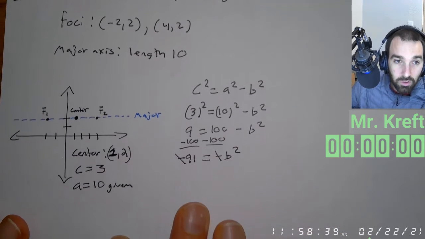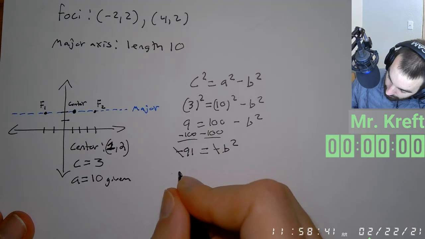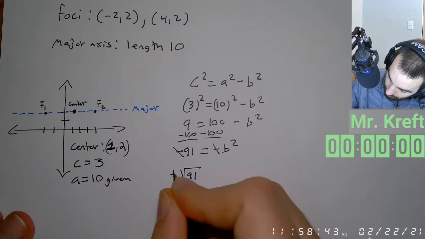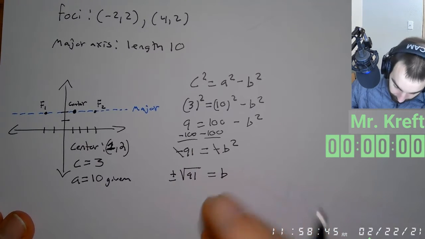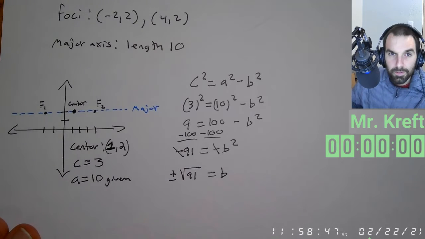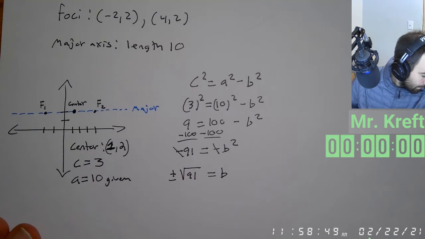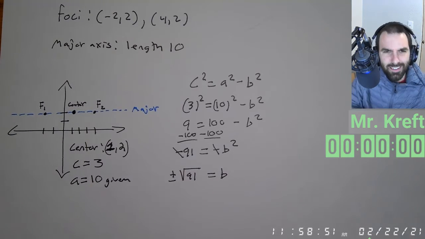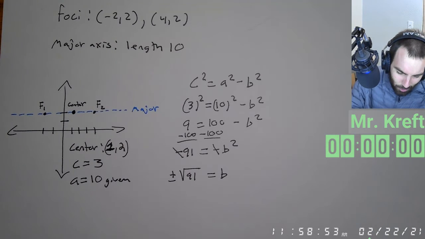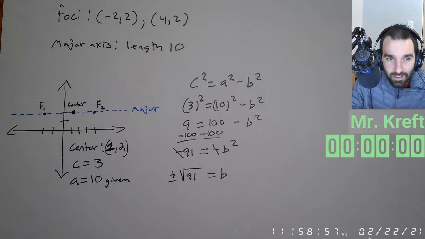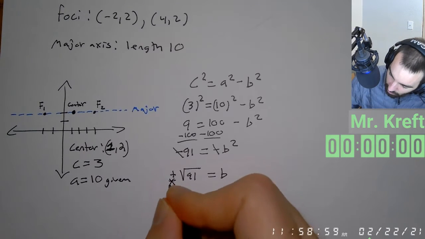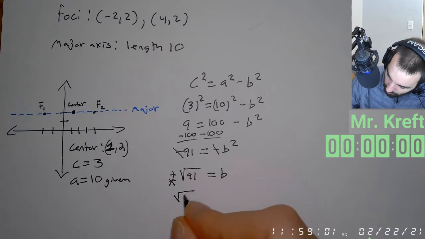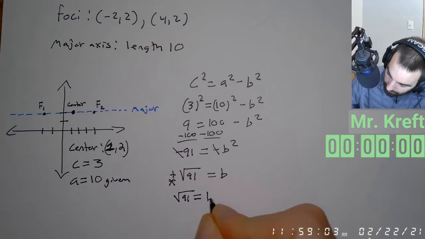The negatives go away, right? Because I'm just going to divide by negative. So I get the square root of 91 plus or minus. What's the square root of 91? Is it just the square root of 91? I think it is. Yeah. All right, so we can ignore the negatives. So we just get the square root of 91 equals B.